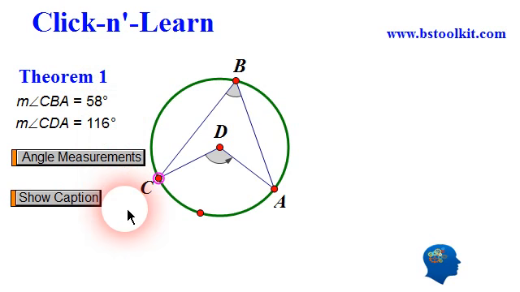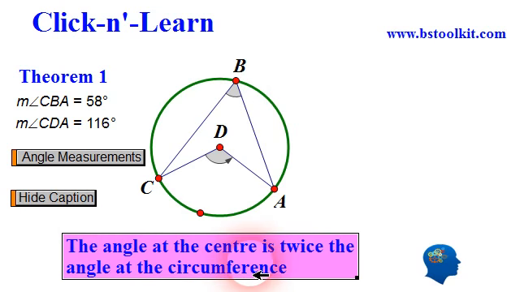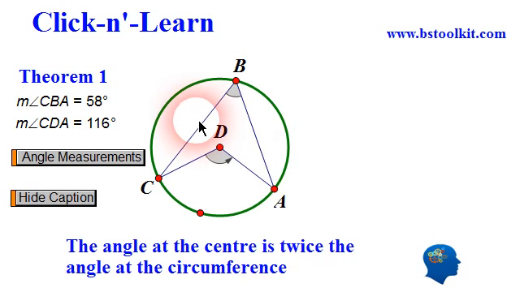So what conjecture, what theory can you come up with? Well, one is that the angle at the center of the circumference, formed by the chord CA, is twice the angle at the circumference. The angle at the center is twice the angle at the circumference. And so from observation and from measurement, we have the theory that the angle at the center is twice the angle at the circumference. We have theorem 1.